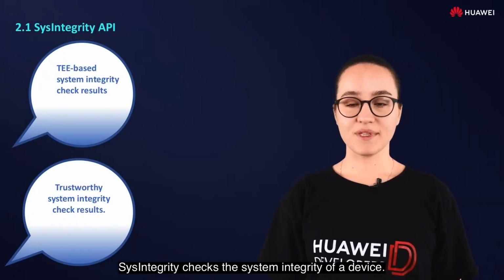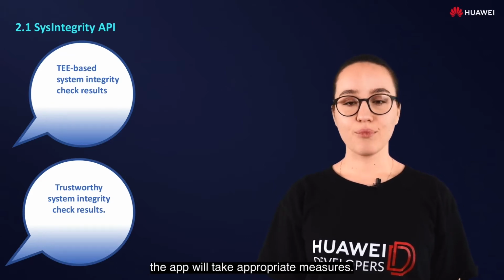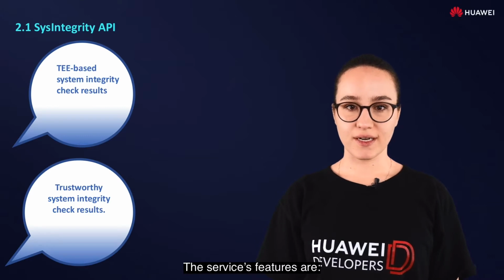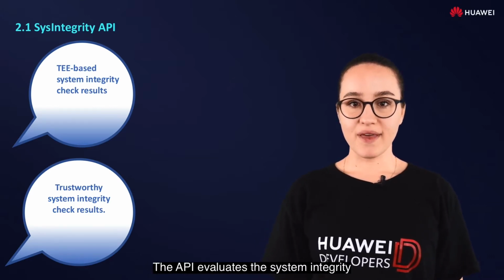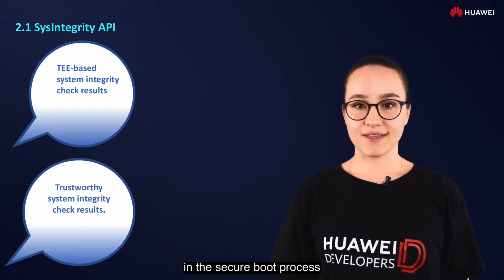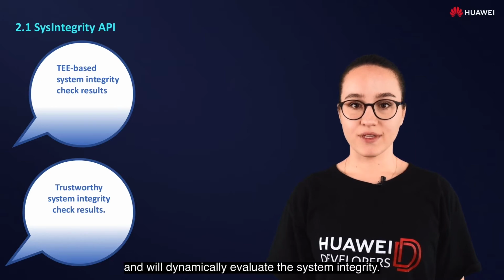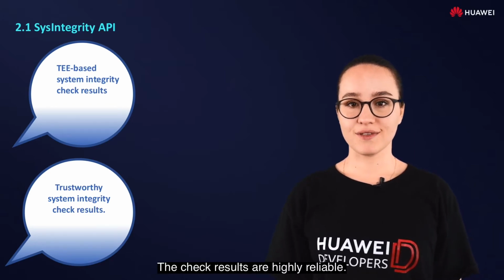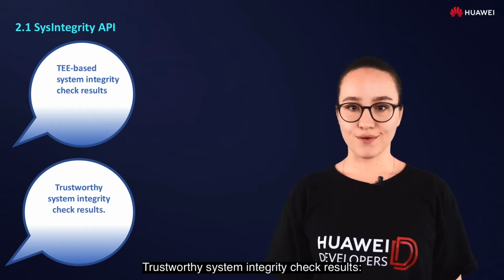SysIntegrity checks the system integrity of a device. If the device is insecure, the app will take appropriate measures. The service's features are TEE-based system integrity check results. The API evaluates the system integrity in the secure boot process in the trusted execution environment and will dynamically evaluate the system integrity. The check results are highly reliable. Trustworthy system integrity check results.